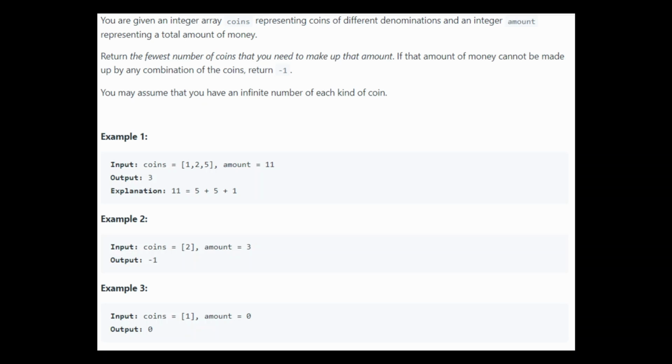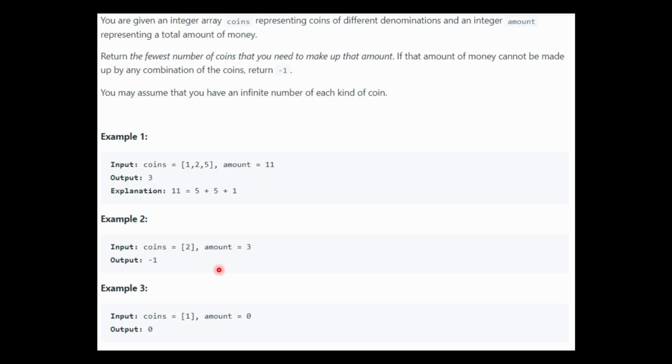So let's see an example. Here we are given a coins array, and the values are 1, 2, and 5. And our amount is 11. What is the fewest number of coins we can take to match this amount? We can do it with 3 coins. That means 5, 5, and 1. We can make 11. This is the fewest number. We can make it with other combinations, but that will not yield us the fewest number for sure.